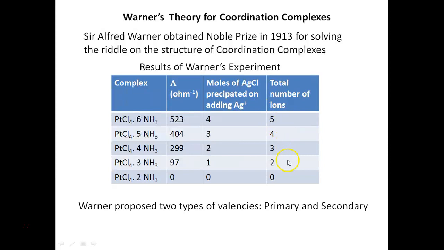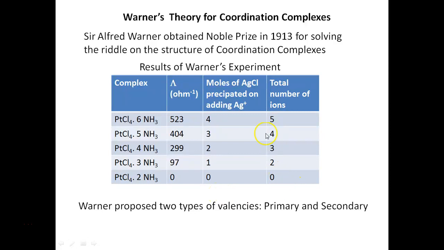This is Werner's coordination theory, for which he got the Nobel Prize in 1913. He studied some complexes, characterized them, and measured their physical properties. He measured the conductance values, and they show that for these molecules, as we move from top to bottom, the conductance decreases. And when they are reacted with silver nitrate, the number of moles of silver chloride precipitate per mole of the complex also decreases in this way.